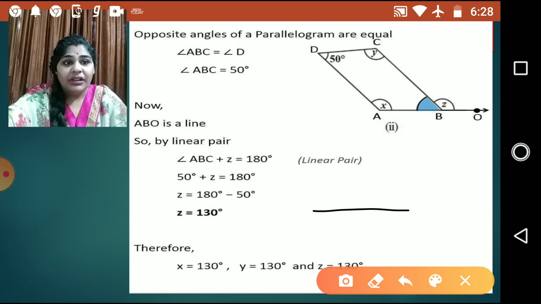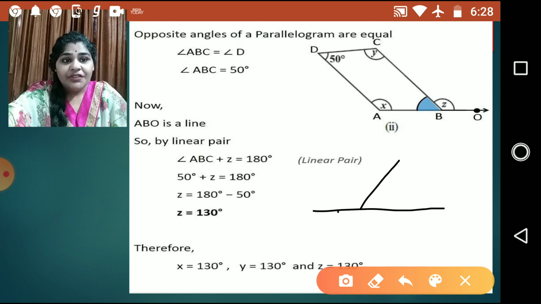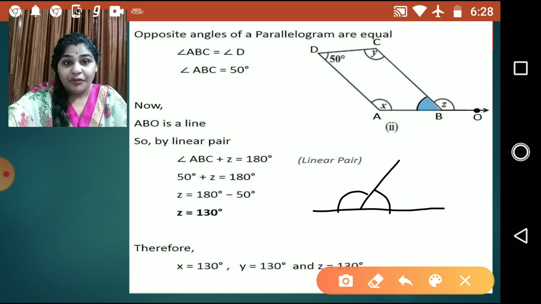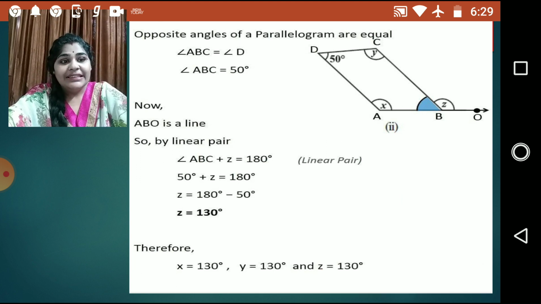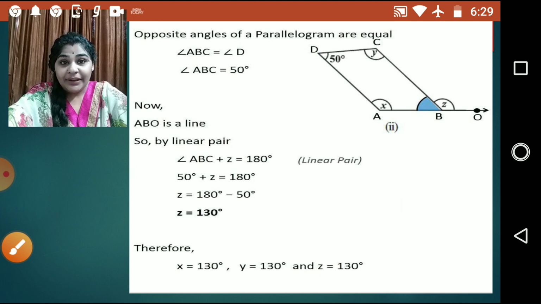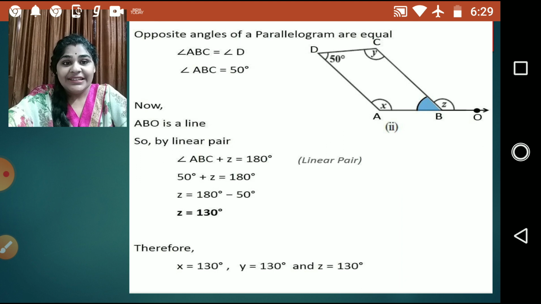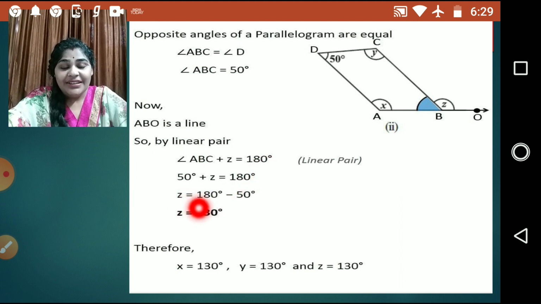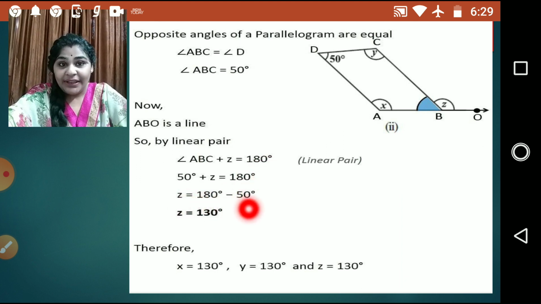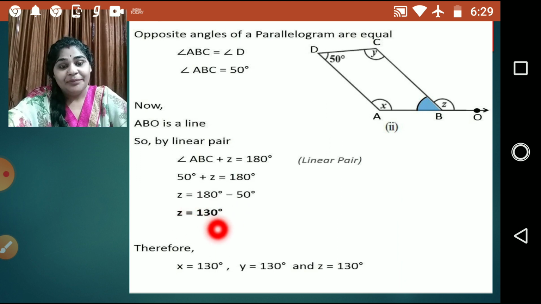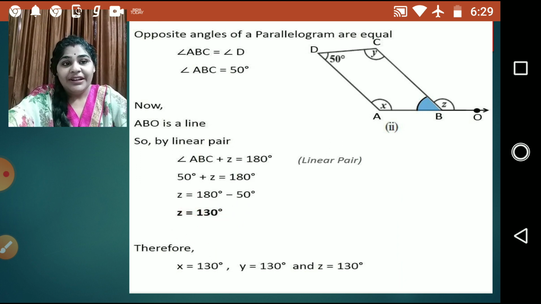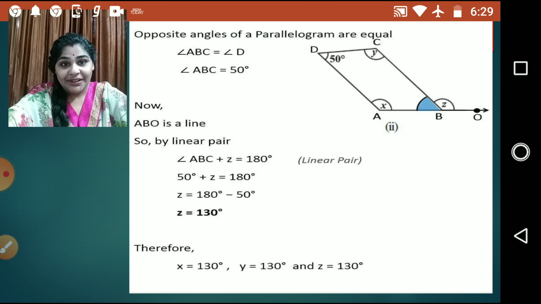When we draw a line, and suppose here is a line, so this angle and this angle form a linear pair of angles, right? So these are the linear pair angles. Hence the sum of the linear pair of angles is 180 degrees. So Z is equal to 180 degrees minus 50 degrees, that is Z is equal to 130 degrees. So hence we found all our X, Y and Z.